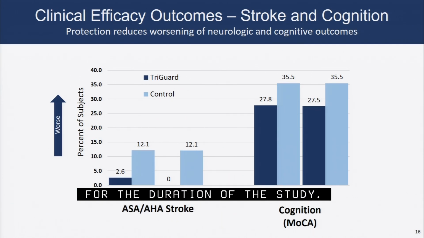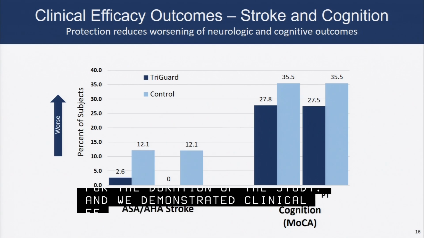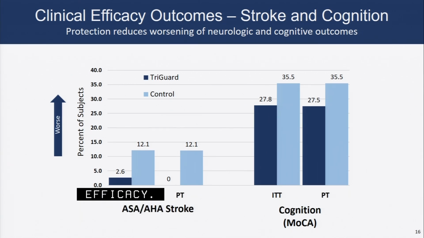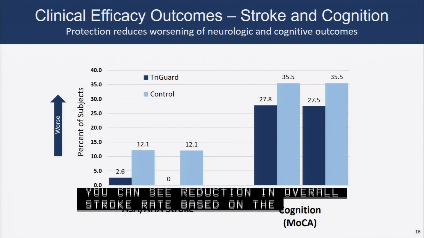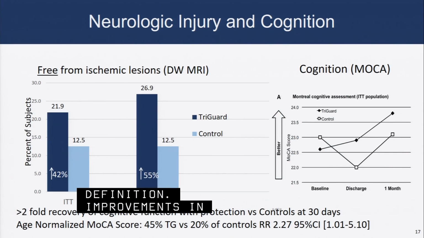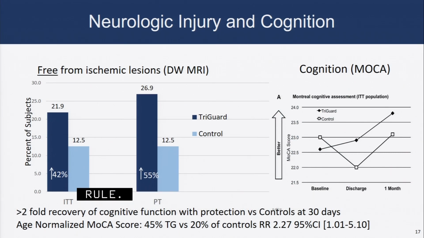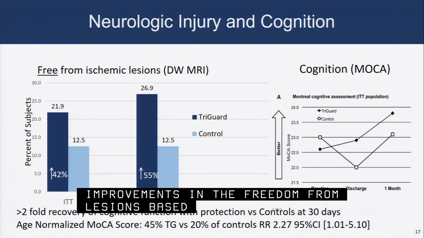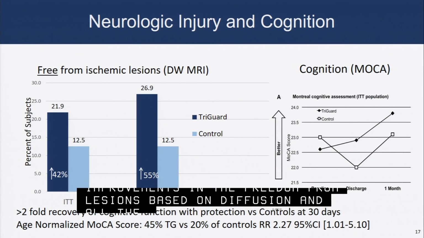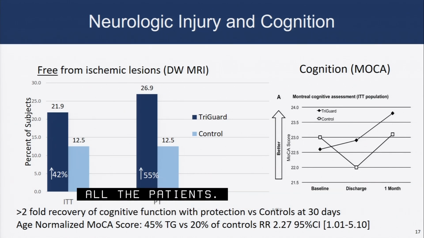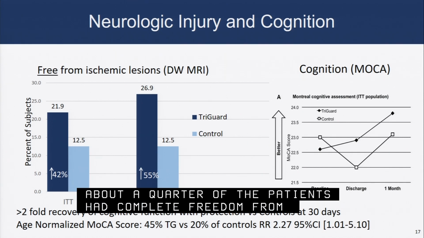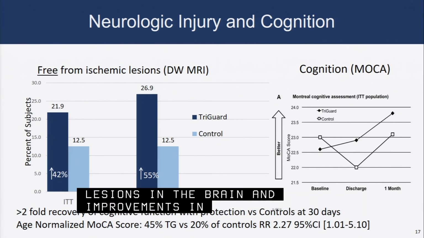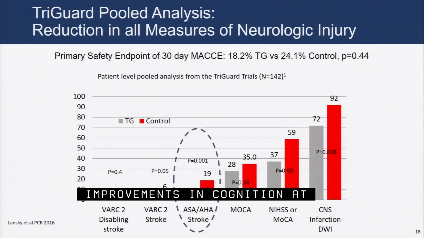You can see reductions in overall stroke rate. This is based on the American Stroke Association definitions. Improvements in cognition based on the Montreal Cognitive Assessment Tool. Improvements in the freedom from ischemic lesions based on diffusion-weighted MRI in all the patients. About a quarter of the patients had complete freedom from any lesions in the brain. And improvements in cognition at discharge that were tracked out to 30 days and maintained at 30 days.